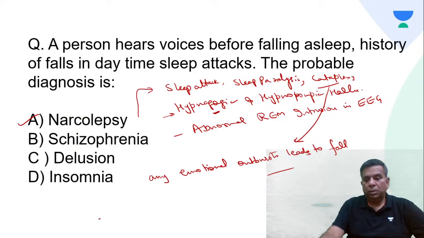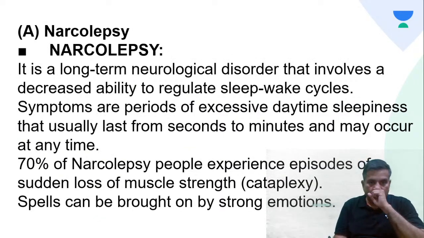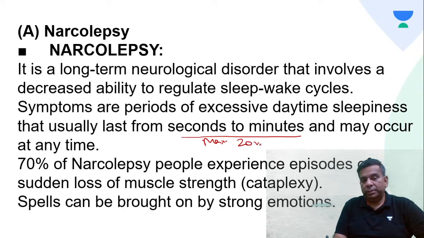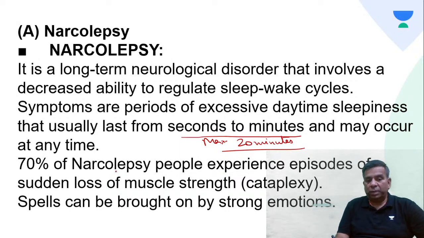Okay Doctor. So it's a long-term neurological disorder with hypersomnia, excessive daytime sleepiness lasting from seconds to minutes. That's also important. That's also an MCQ, that maximum it is 20 minutes. Maximum 20 minutes and may occur at any time. 70% of narcolepsy people experience episodes of sudden loss of muscle strength, and spells can be brought about by emotion.